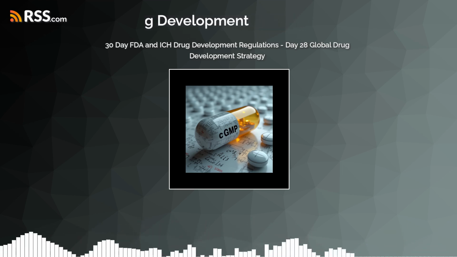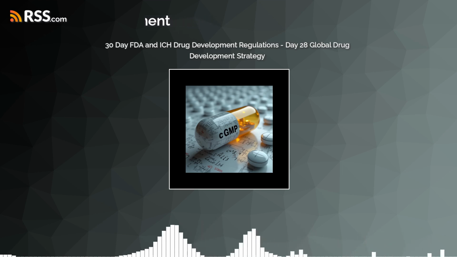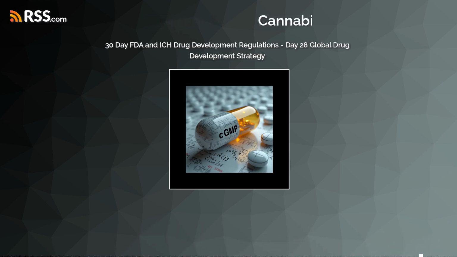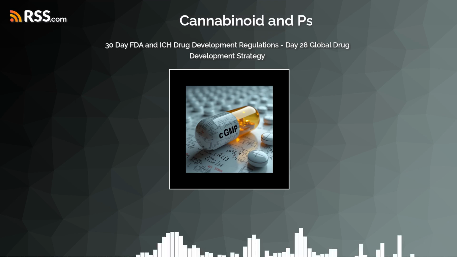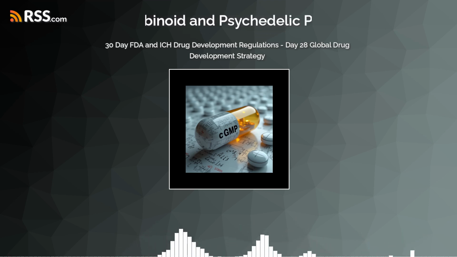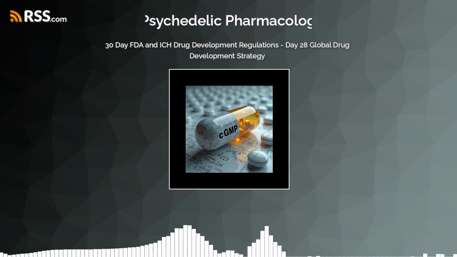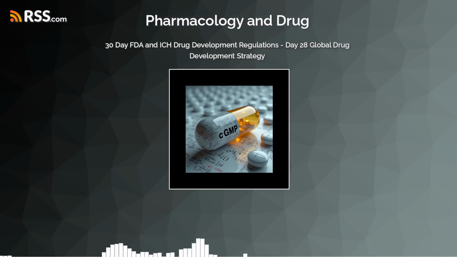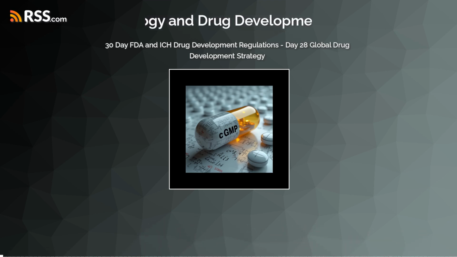How do we know they're being followed? Every clinical trial has to be reviewed and approved by an independent ethics committee before it can even start. Sometimes they're called institutional review boards, IRBs. These committees are made up of experts from all sorts of fields: clinicians, scientists, ethicists.